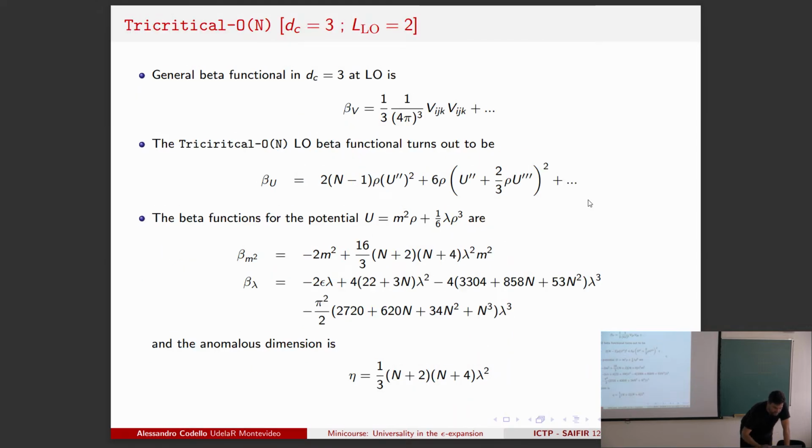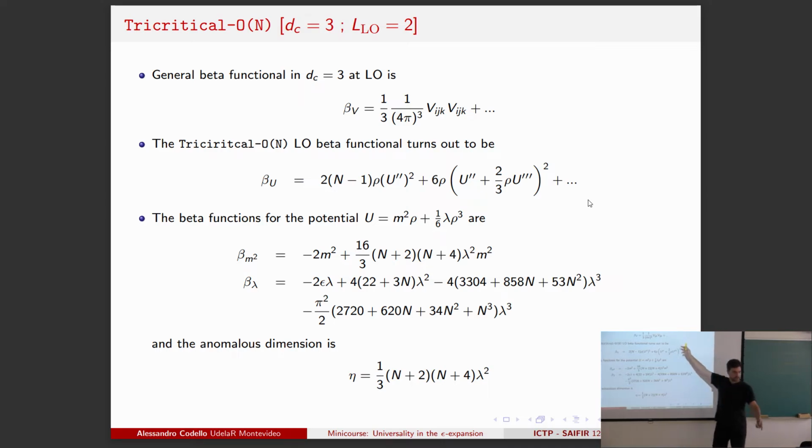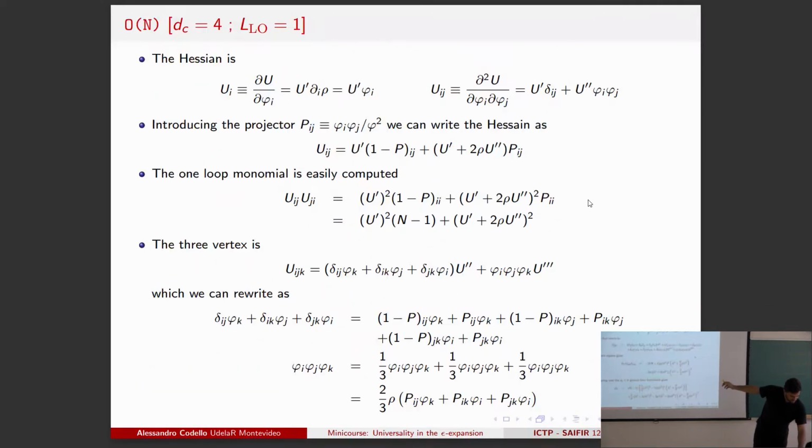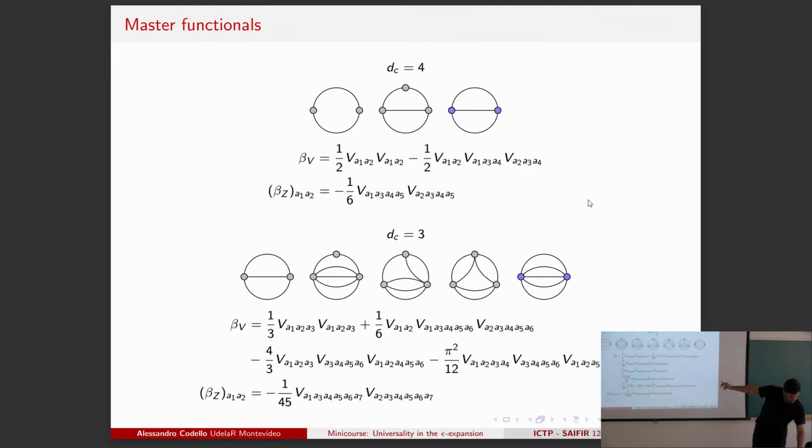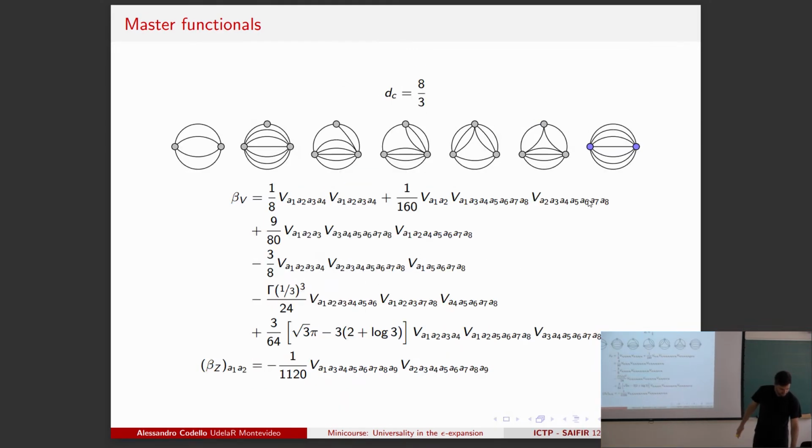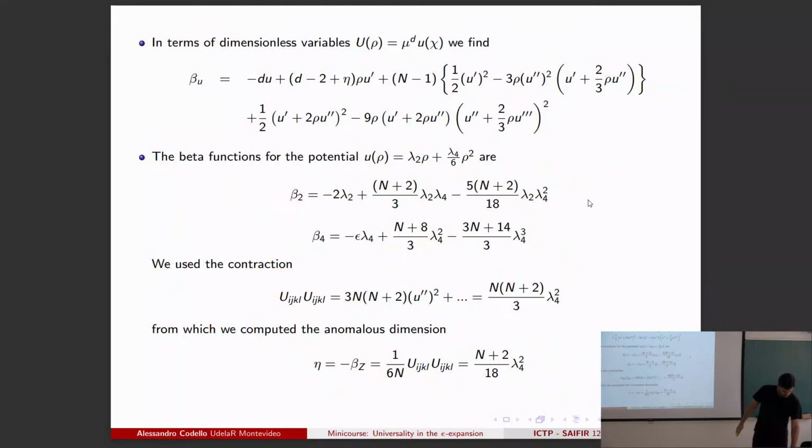Well, now that we have the full power of these master formulas, let's look at the 3-critical case. So this is the beta functional, this is the leading order, and then we have the next-to-leading order, which I didn't copy again, which is this second part here. This is the leading order, and then there is the second part, and this is the anomalous dimension functional.